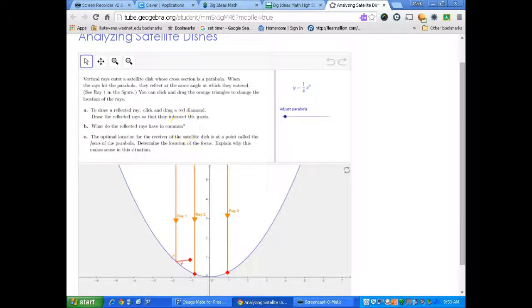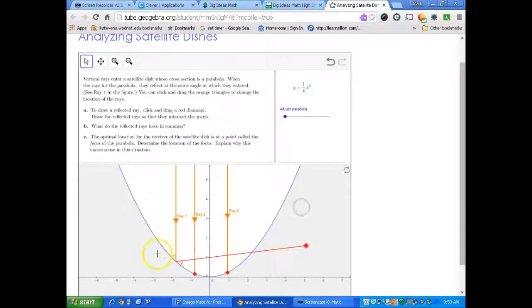So, we're supposed to be able to draw the reflected ray. Okay. Well, first, raise the vertical rays, enter a satellite dish, like so. Ray 1, ray 2, and ray 3. They hit the parabola and then they reflect at the same angle they entered. Okay, you can click and drag on this orange little diamond. So notice when I do that, the angle that came in is congruent to that angle. And this one, as it comes in here, draw it out.